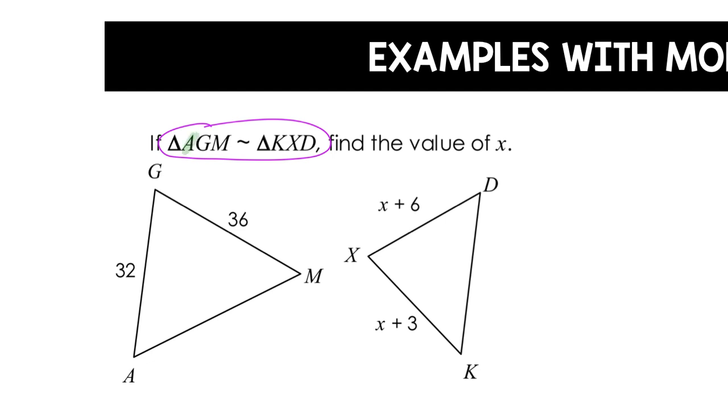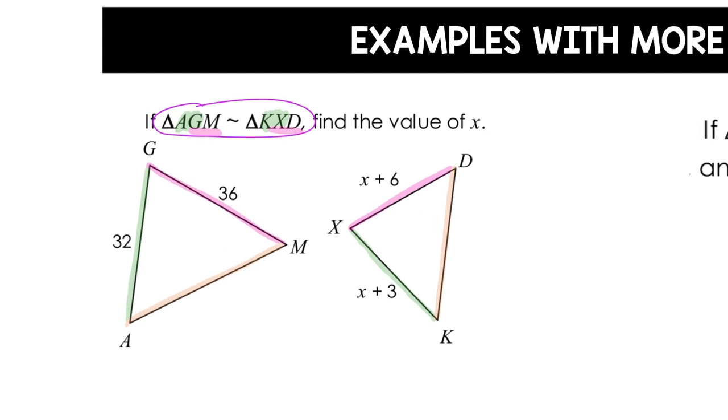So let's look at AG. So AG is the first two letters. That's supposed to go with KX. So this 32 right here, that's going to correspond with this side over here. So I'm going to just color code all these real quick. And then let's see, GM, the last two letters, that's going to be with XD. So GM goes with XD. And then that means those third sides correspond. It is very helpful to know which sides correspond with each other. It's going to help you set up your proportion.